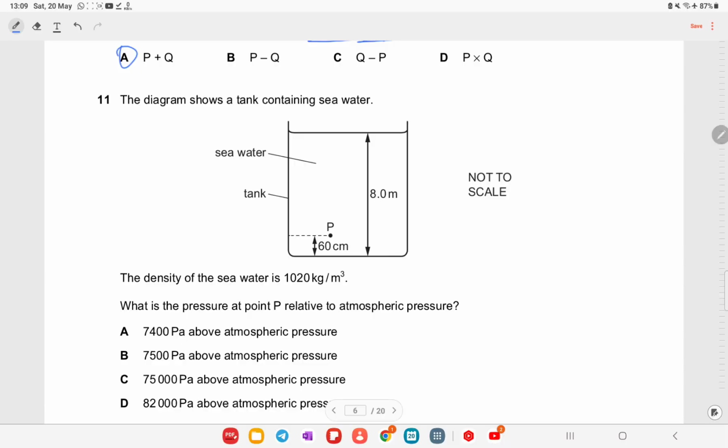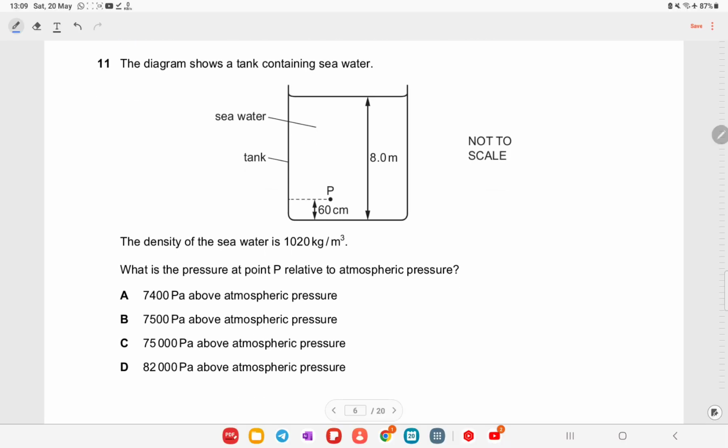The diagram shows a tank containing seawater. This is the height, and this is the density of the seawater. What is the pressure at point P relative to the atmospheric pressure? Okay, the diagram shows a tank containing seawater. The density of the seawater is 10^3 kg per meter cube. What is the pressure at point P relative to the atmospheric pressure?